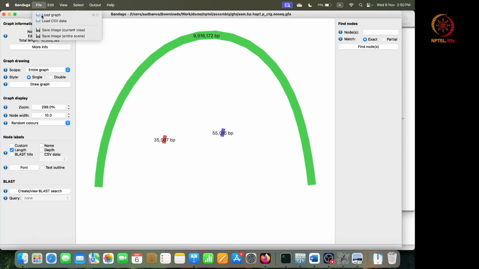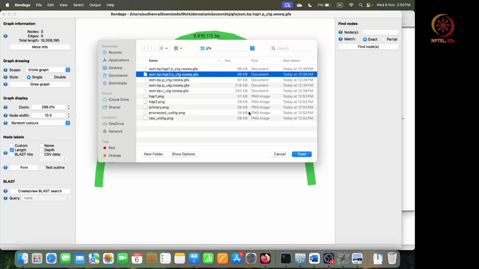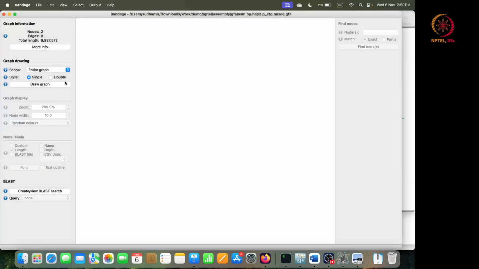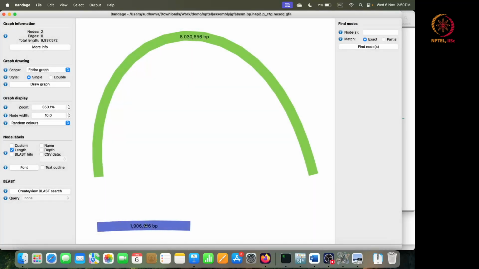Let us also visualize the assembly graph of haplotype 2, and you can see that now there are 2 nodes. One of these is 8 million characters long and the other is 1.9 million characters long.